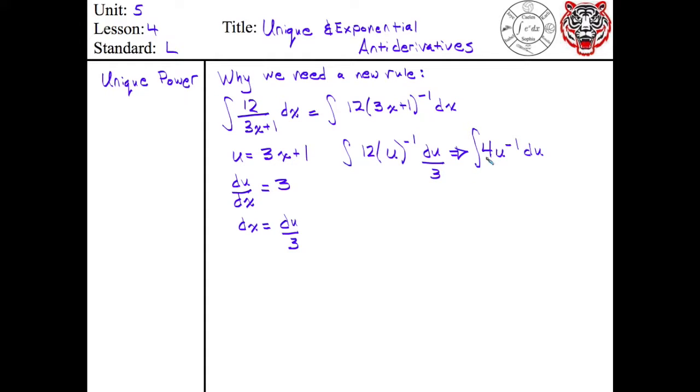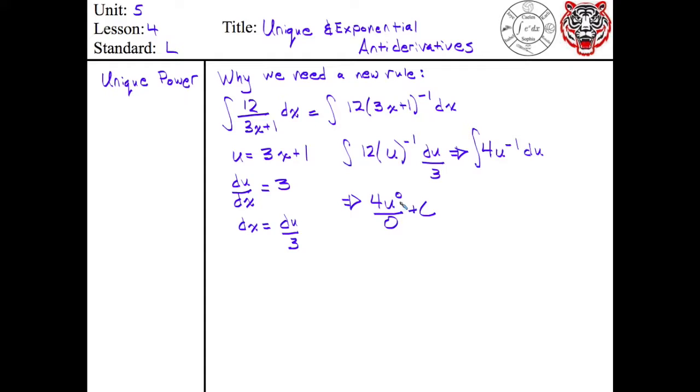Perfect. So now we're going to take the antiderivative. u is going to go up a power, so it's going to be 4u to the power of 0, and then I need to divide down, and oh dear, we have failed here. I guess plus c, but it's still mathematically incorrect. I can't divide by 0. So what is going on here?